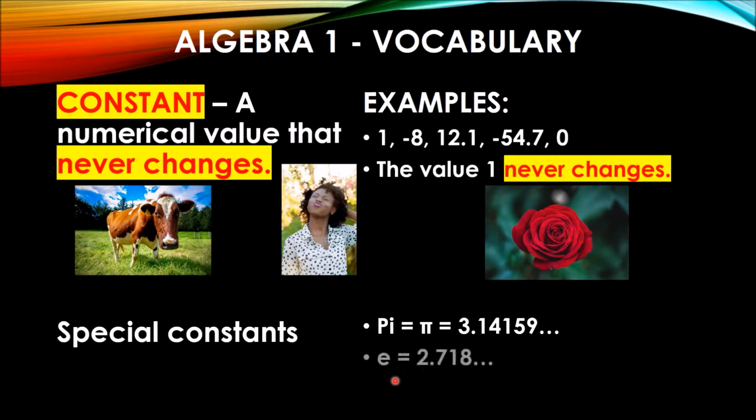Here's another special constant, e. Now you probably won't see e until around Algebra 2, but it's kind of like pi in that it has a value, 2.718. Those 3 dots again mean it goes on forever and ever and ever. So 2.718, that value never changes, and so it's a constant, but it also never ends.